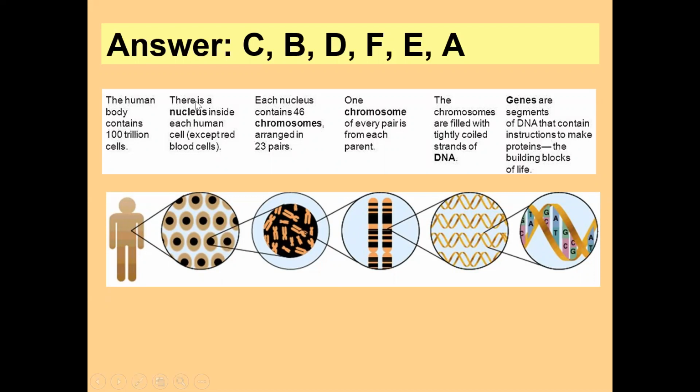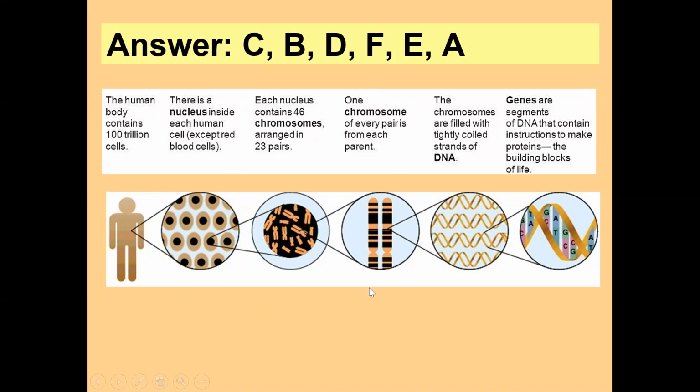Then, of course, you've got a nucleus inside each human cell, except for red blood cells, they don't have a nucleus in them. And then each nucleus of a body cell would contain 46 chromosomes arranged in 23 pairs. Now, I stress that as a body cell, because if it was a gamete, which we know is a sex cell like a sperm or an egg, that would only have 23 chromosomes, not 23 pairs. And then, of course, one chromosome of every pair is from each parent.